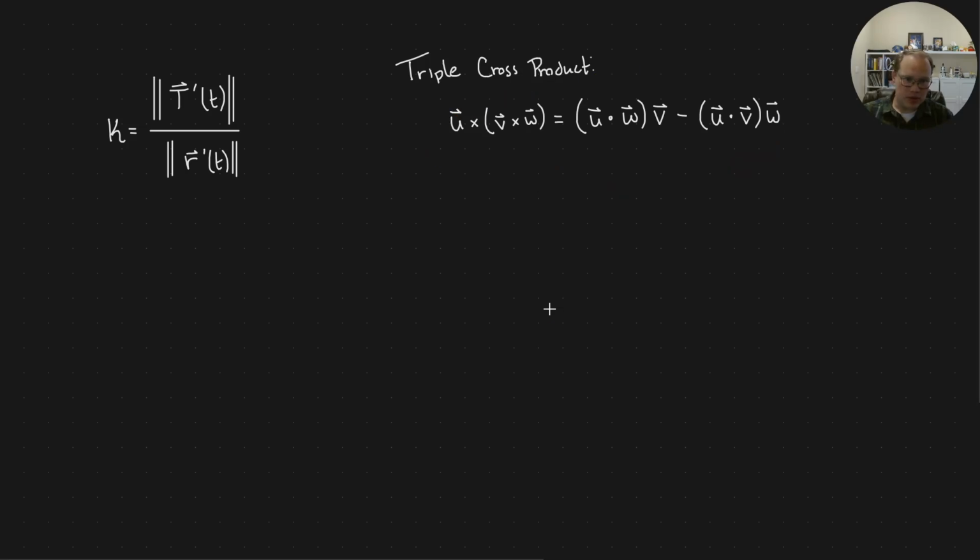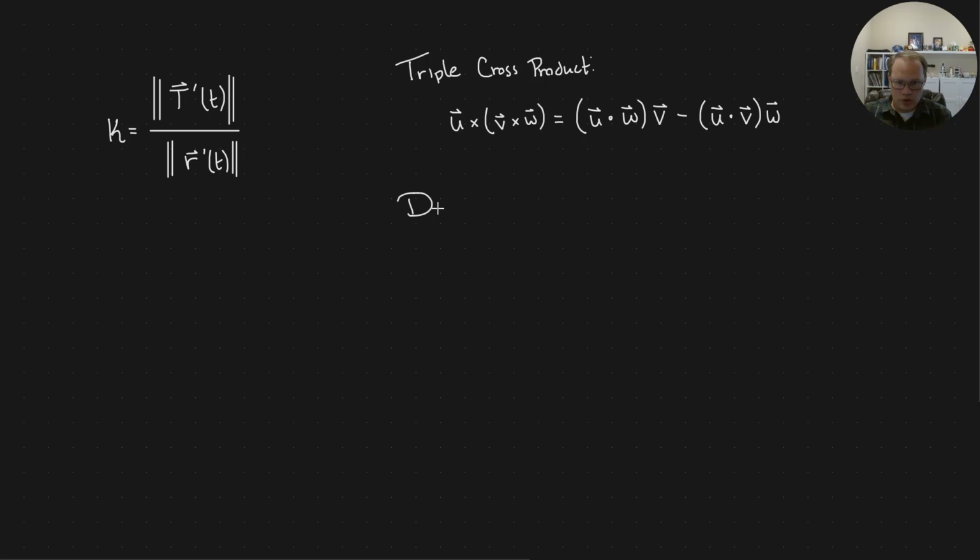Okay. I'm not going to derive this. It's not an especially interesting proof. You literally just do the cross product on this side, you do the dot product and the scalar multiplication on this side, and you realize it's the same thing on both sides. Okay. But it's going to be a property that we are going to need.